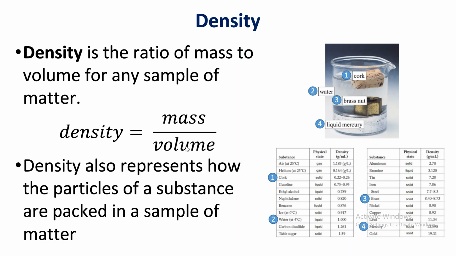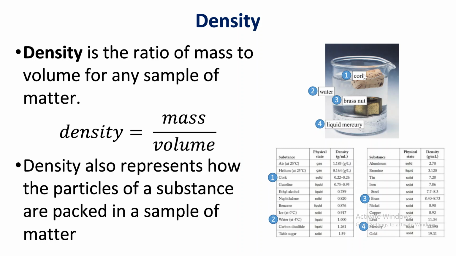If the substances are not packed together, we say they are less dense. So if you look here, there are cork, water, brass, and liquid mercury. The density for liquid mercury is 13.590 grams per milliliter. And notice, where is liquid mercury? It's all the way at the bottom of our beaker.